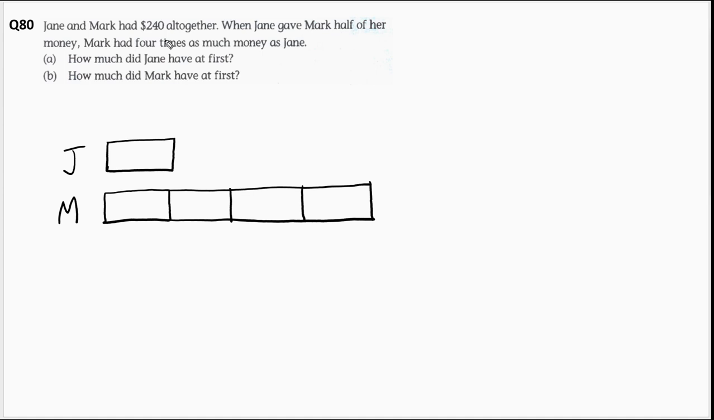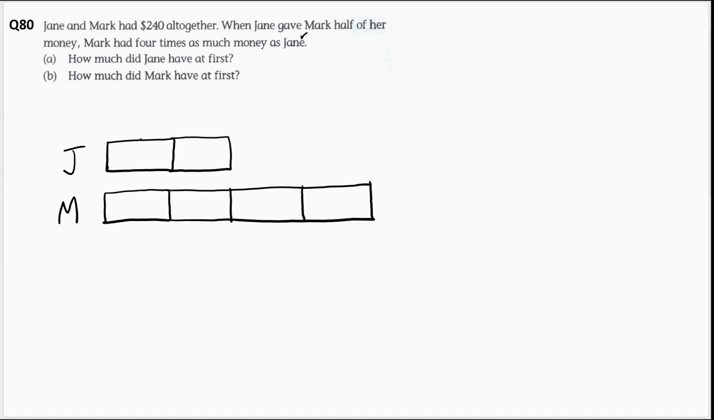Now, that's this bit here. It says that when Jane gave Mark half of her money, Mark had this amount. That means that this is half of what Jane had at the beginning. Which means that Jane had at the beginning 2 of these parts. Can you see how easy that was to visualize when you just started with the bit that you could see was easy to draw?